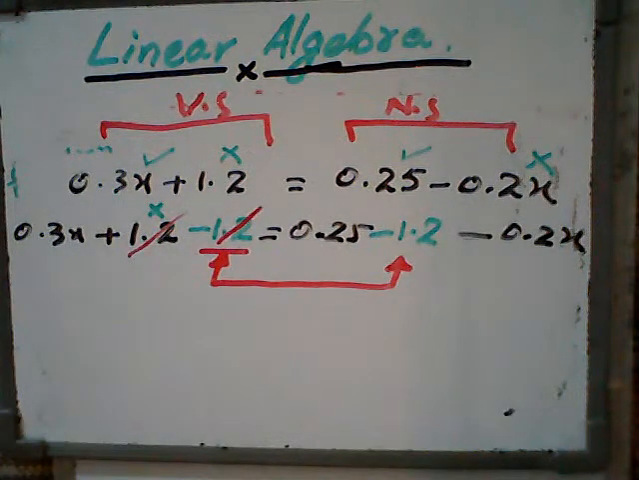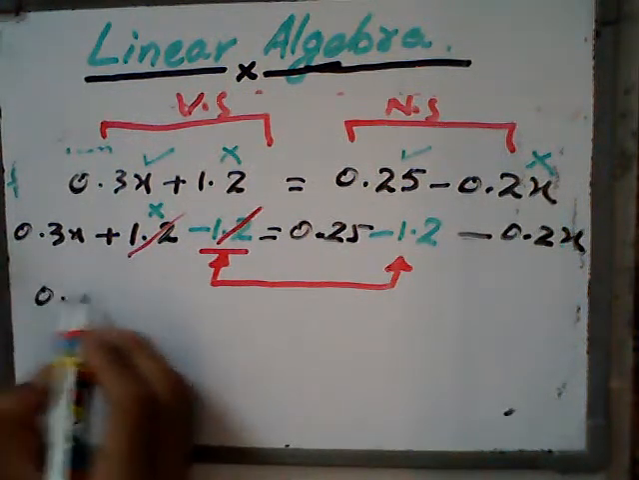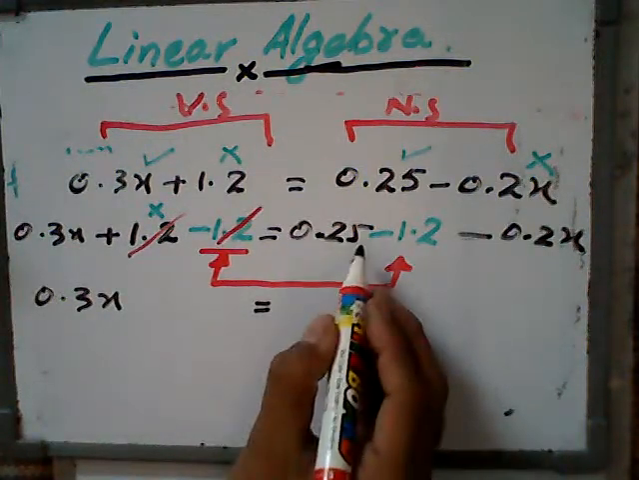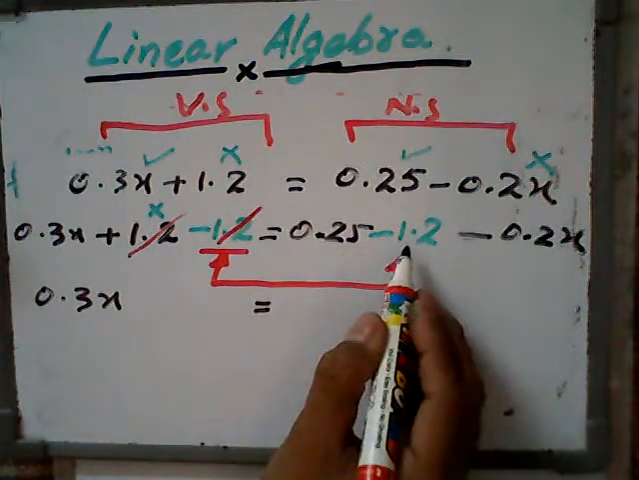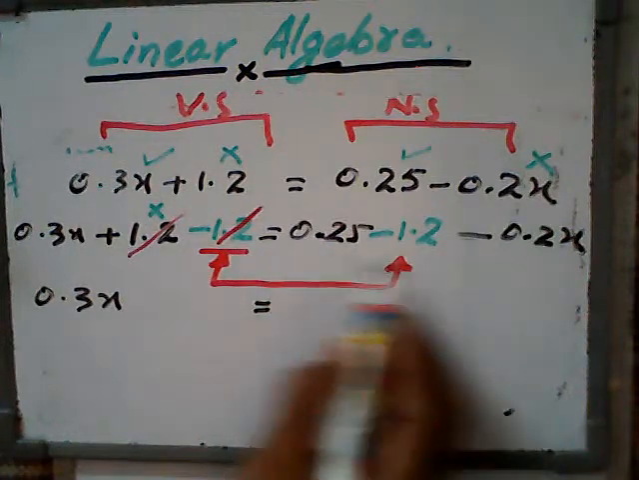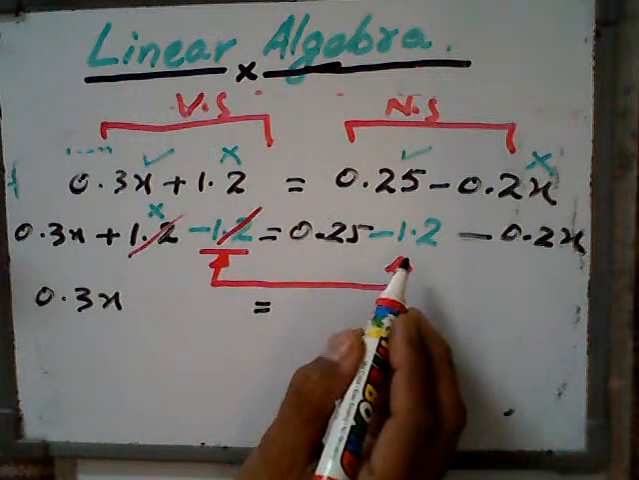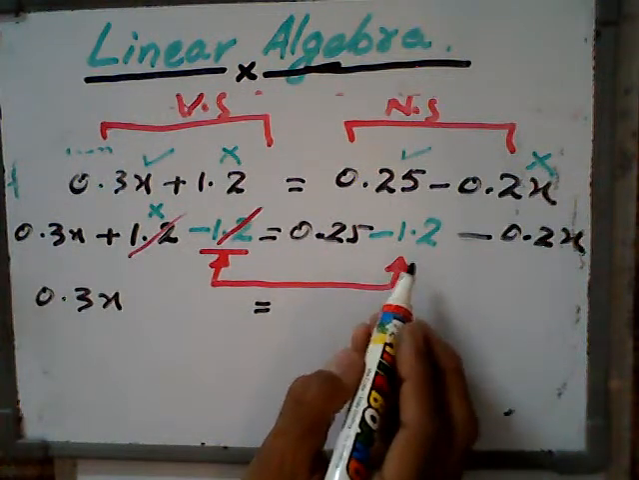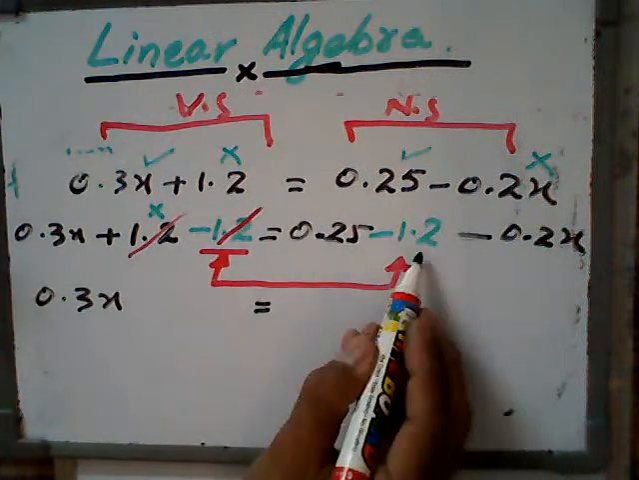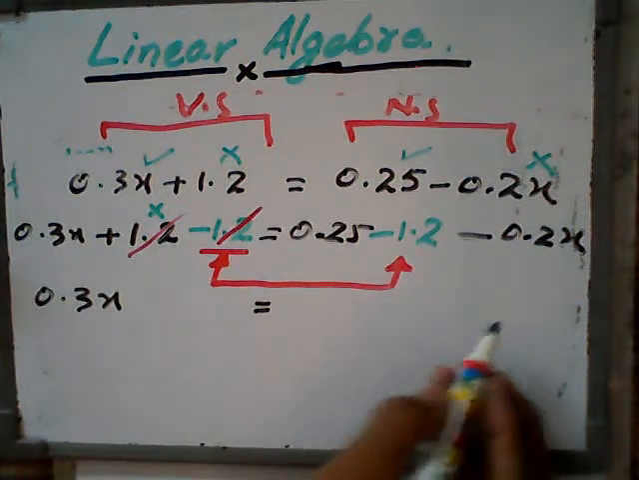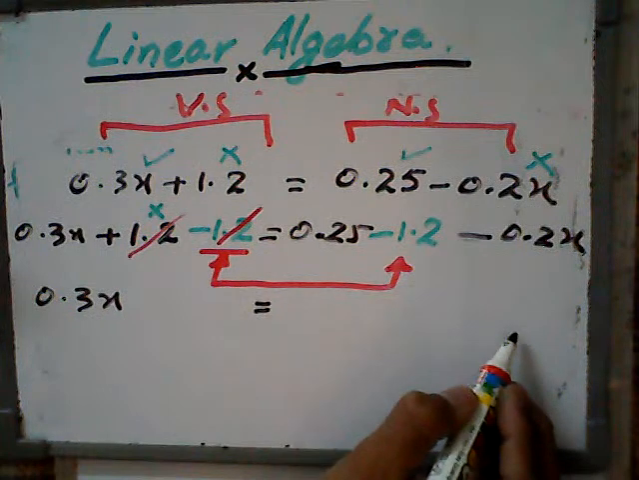So it gives us 0.3x is equal to 0.25 minus 1.2. Now these are two numbers with a different sign. It means we need to subtract them. So subtract the smaller from the bigger. 1.2 is bigger and 0.25 is smaller. So we're subtracting. Let's see our rough work.